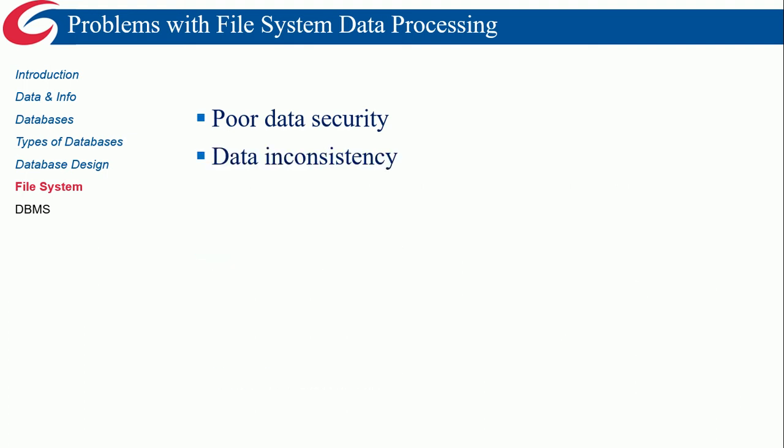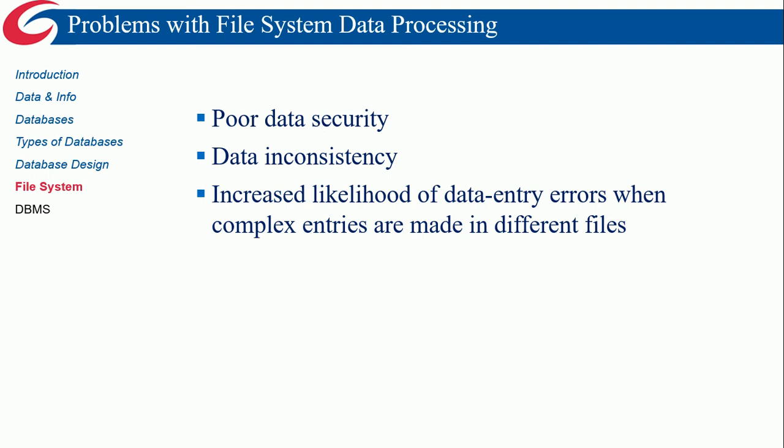Poor data security. We have data inconsistency, and increased likelihood of data entry errors when complex entries are made in different files, right? I'll talk about each one of these. A lot of these older file systems didn't really have security mechanisms that could integrate outside of their own programs. So while there might be some security mechanism baked into that program, that doesn't stop somebody from just reading data directly out of the file, for example. Data inconsistency we talked about already.